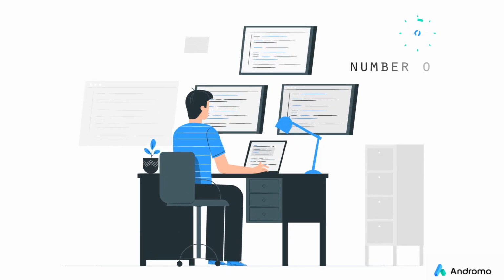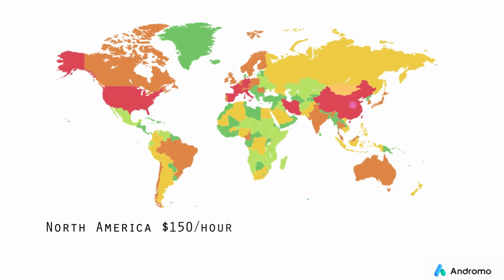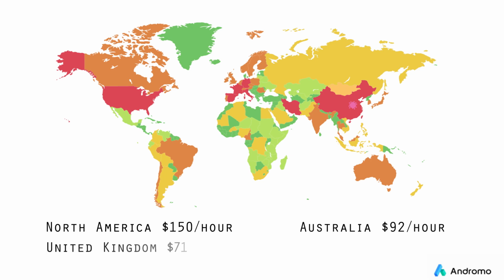Region. The cost of an app is calculated by the total number of hours it takes to develop, multiplied by the developer's hourly pay rate. In North America, that amounts to $150 per hour. In Australia, it's $92. In the United Kingdom, it's $71. And for those in India, it's $25 per hour.